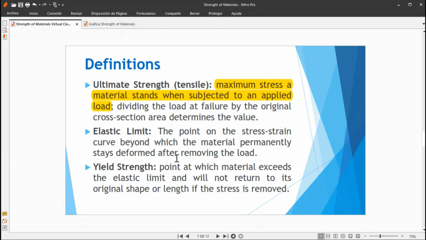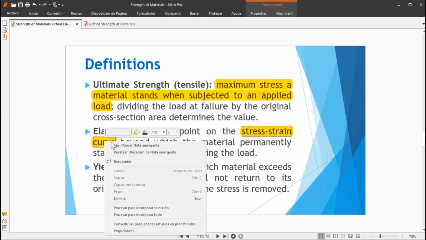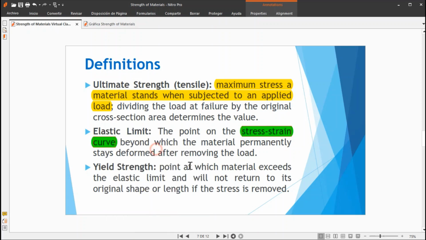And we have the elastic limit. This is a point on the stress strain curve. Like I told you a little while ago, I am going to use a graph to show these concepts. This graph is precisely the stress strain curve, okay? So it says the point on this graph beyond which the material permanently stays deformed. After this point, the elastic limit, there is no return. The material will stay deformed forever, right? That means that it will not recover its original shape, okay? So when we break the elastic limit, the material cannot return to its original shape.